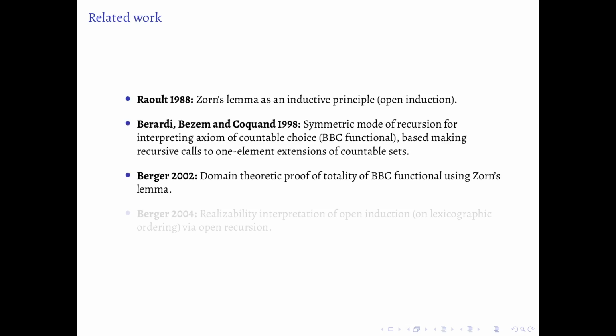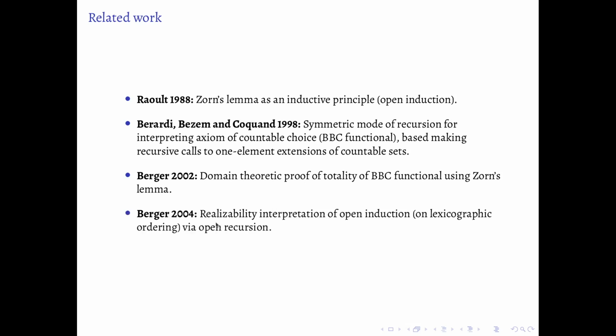And then in 2002, Berger came up with a nice domain-theoretic proof that the BBC functional is total. In other words, it forms a total object when considered as a fixed point in the partial continuous functionals. And he uses Zorn's lemma to prove this. So this establishes a connection between this form of recursion by extending partial functions and Zorn's lemma.